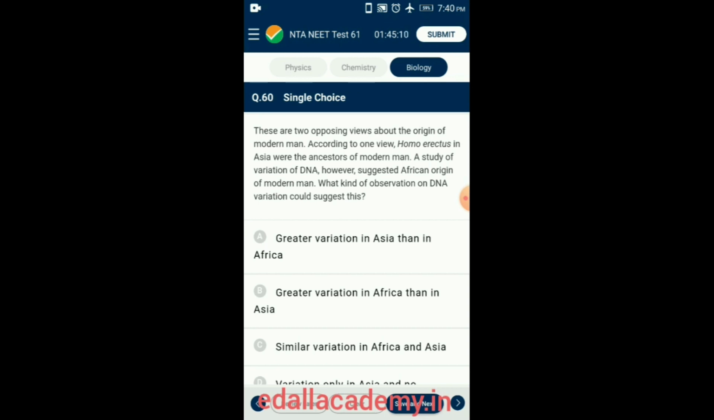In contrast, the out of Africa model asserts that modern humans evolved relatively recently in Africa, migrated into Eurasia, and replaced all populations which had descended from Homo erectus. So the answer for this question is option B.